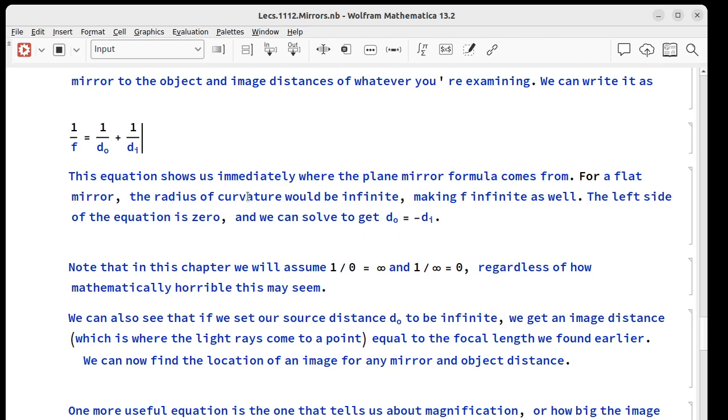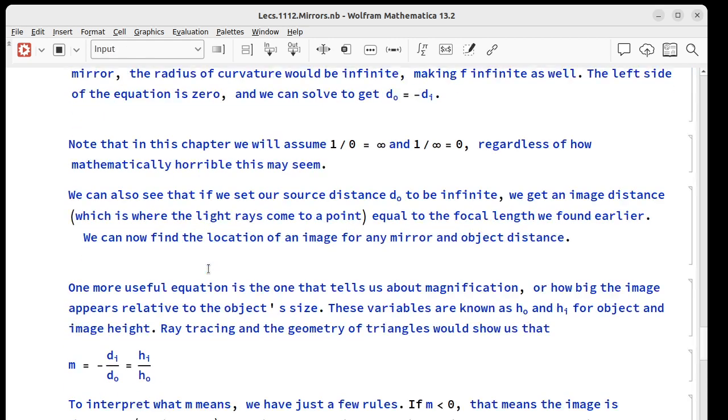We could also say what happens if our source distance is infinity, so we're getting parallel light in. Well, 1 over d_o would go to 0, and we'd have 1 over f equals 1 over d_i, and another way to write that with algebra is that d_i equals f. That's what we found before. The image distance, which is where the light rays come to a point, is equal to the focal length in this case. So now that we know this, we can find the location of an image for any mirror with an object at any distance.